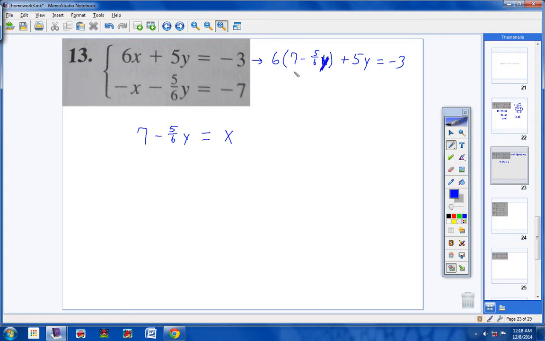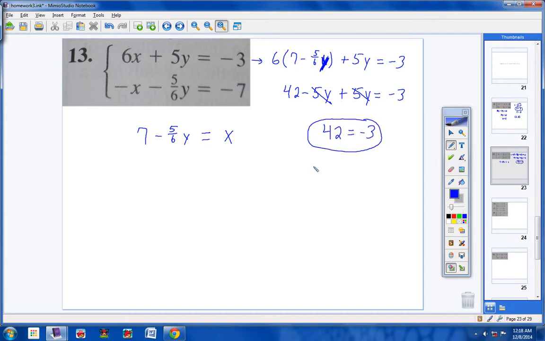Now take your 6 and multiply it through. 6 times 7 is 42. And 6 times 5 over 6 would be negative 5y. Then bring down your positive 5y. Okay, we're going to go ahead and simplify. Our y's cancel out completely, and you're left with this. 42 equals negative 3. Well, students, that's no solution.